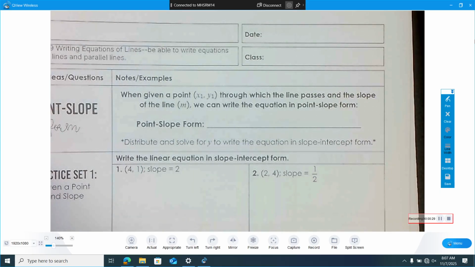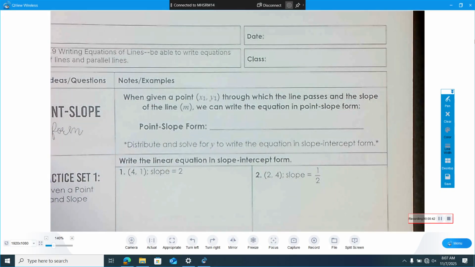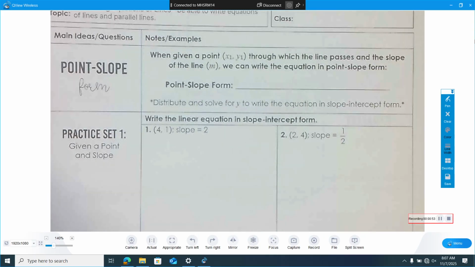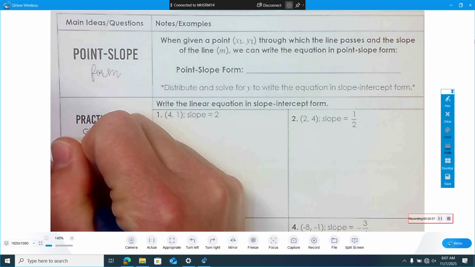Good morning. Today, we are writing equations of lines, and we use the point-slope form. We use point-slope form 90% of the time when we're writing equations of lines. And point-slope form comes from simply the slope formula. So I just want to show you that because you guys are old enough.